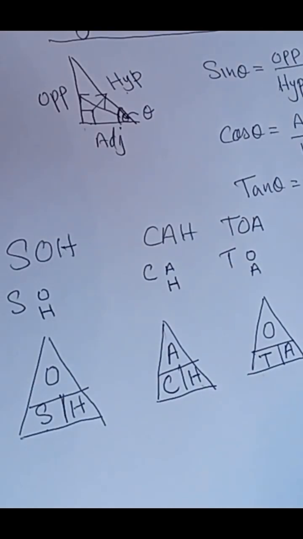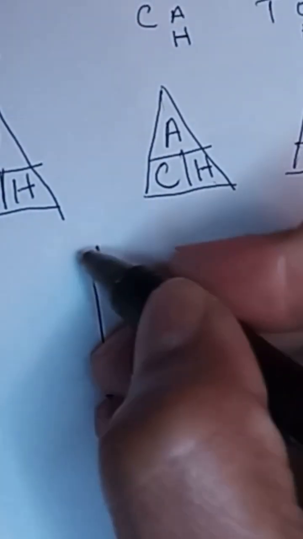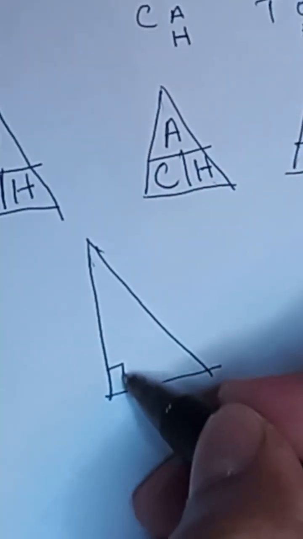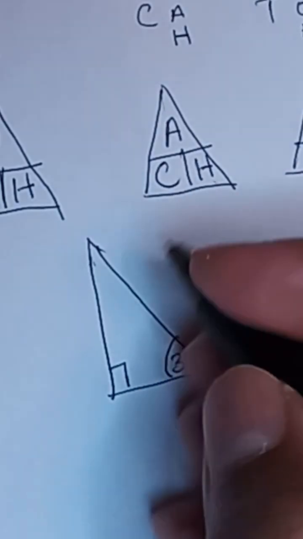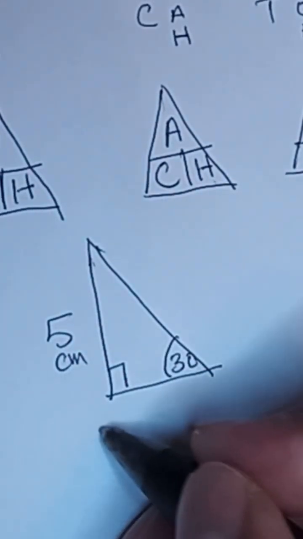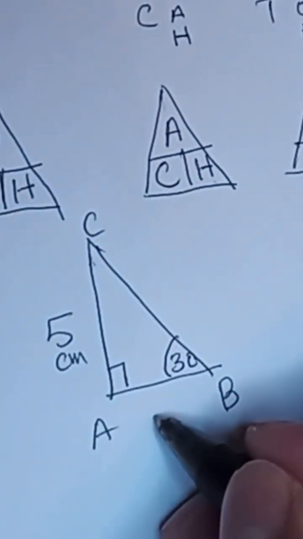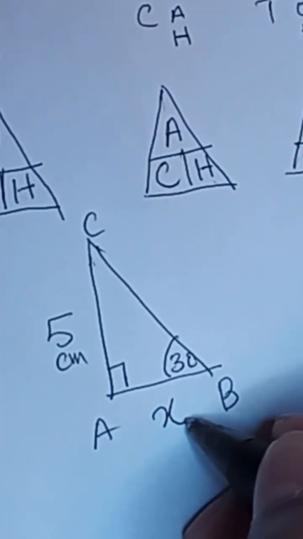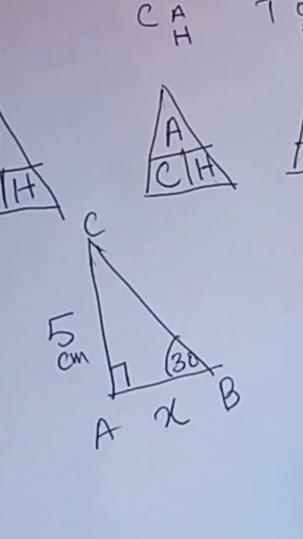Let's look at an example now. So we have a right angle triangle. At this angle we have theta, 30. And this side we have 5 centimeters. And this is A, B, and C. And we're looking for this side AB. I write down here X centimeters. We need to find out this side.